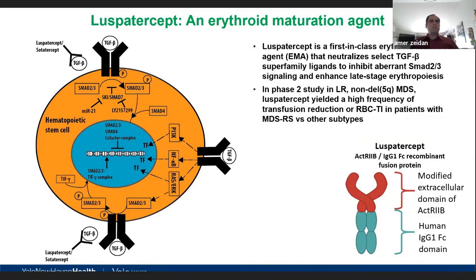Another drug, luspatercept, was actually just approved last year. So this is basically a new first-in-class agent. We refer to it as an erythroid maturation agent.